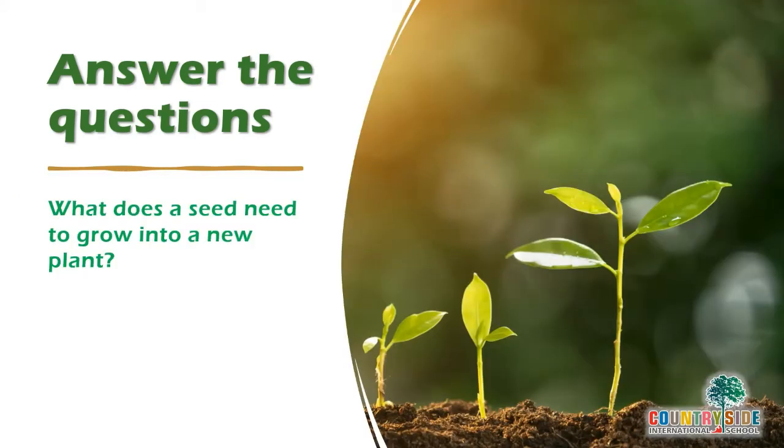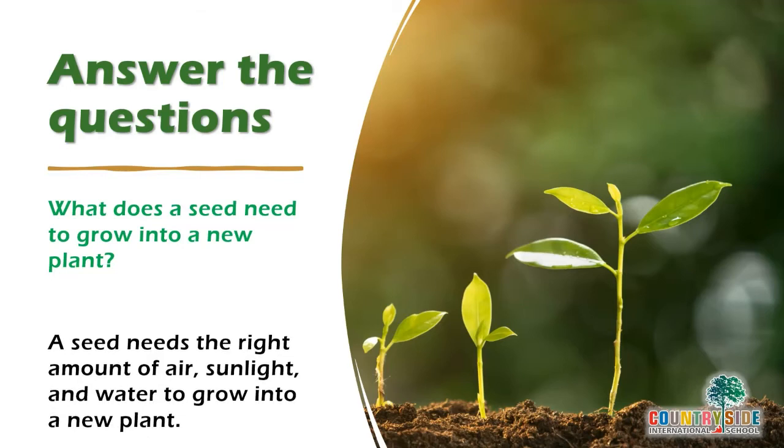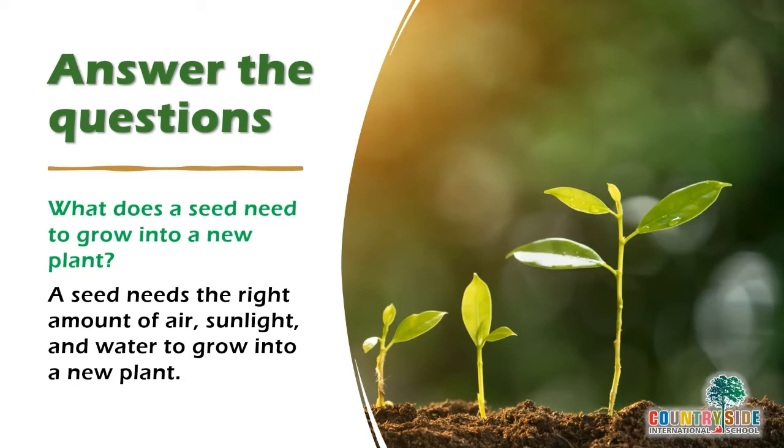What does a seed need to grow into a new plant? We right now discuss it. The seed needs the right amount of air, sunlight and water to grow into a new plant. Why right amount, children? Because if you give too much of water to a plant, it does not grow. If it gets too much of sunlight also, it dries up. If it gets more air also, more than needed, it is destroyed. And so it should be the right amount of air, sunlight and water. So it grows into a new plant.